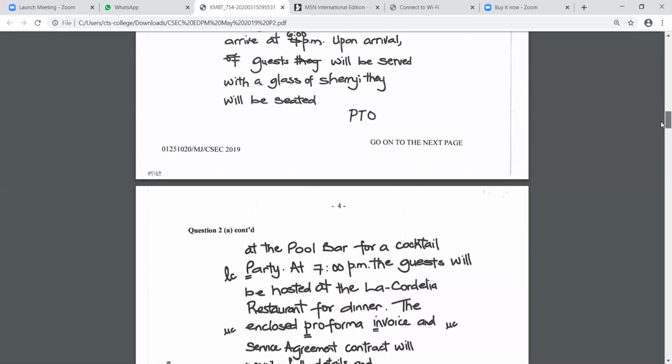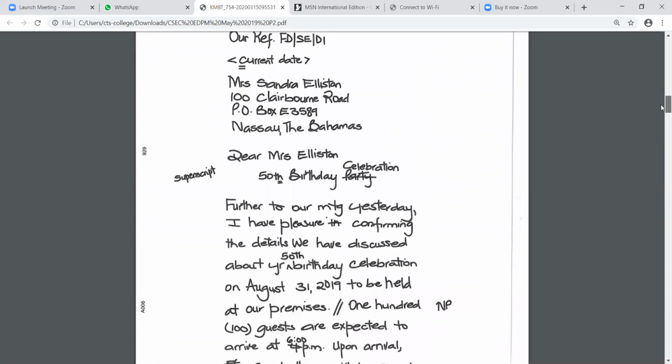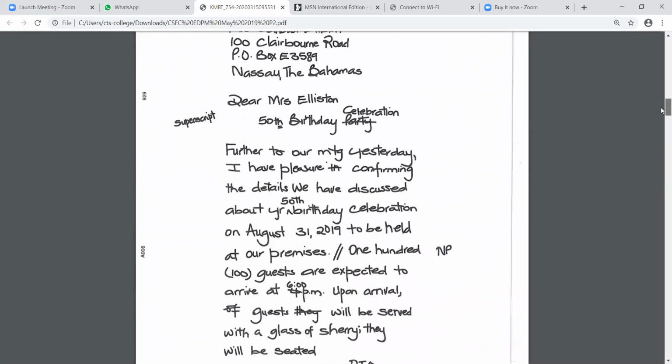If we're not seeing it here, we'll have to move, right? Who sees it first? Point it out for me on the document. 100 guests. Very good, Shavin. Are you all seeing it, guys? Yeah. Good. So the guest count is 100.